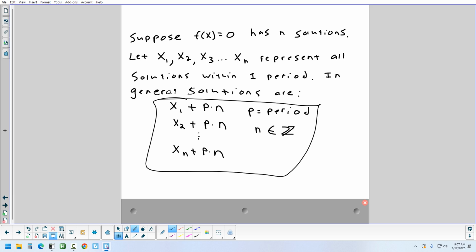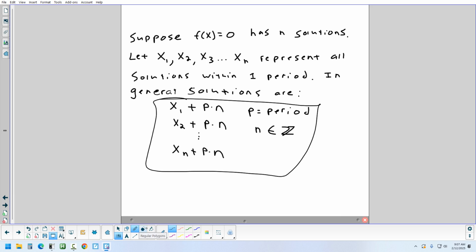Unless they say not to write all solutions, then fine. If they just say find all the solutions in the first cycle, then no, you don't need plus the period times n because they didn't ask for all the solutions. They just said find the ones in the first cycle. So we just have to read the directions and see what it says. Any question on that idea? Again, nothing new there. We've done that before.